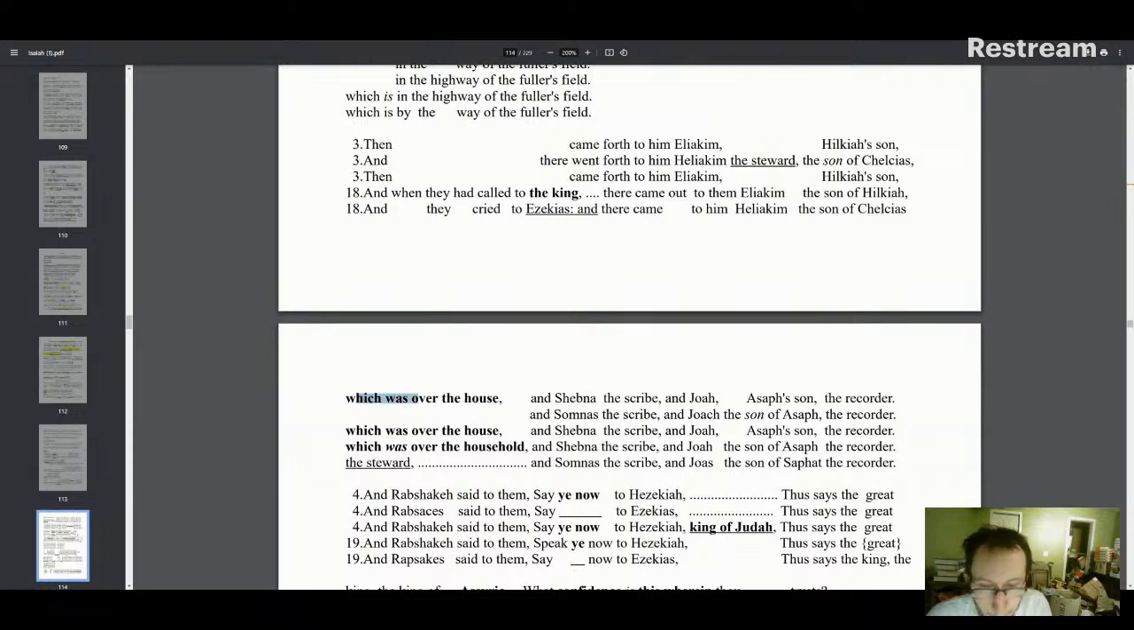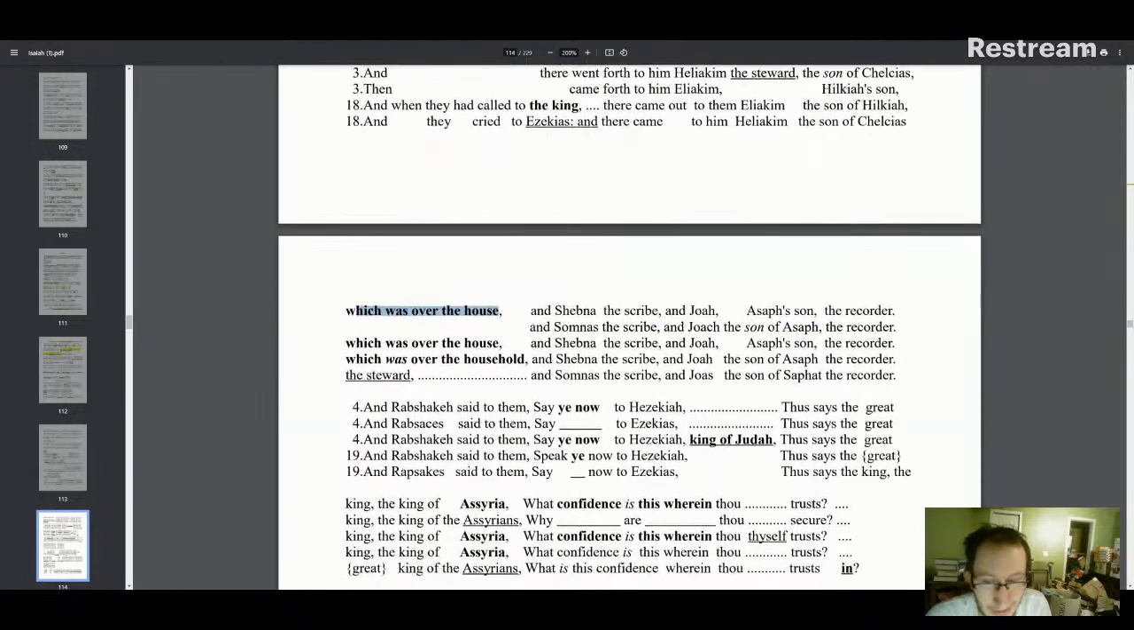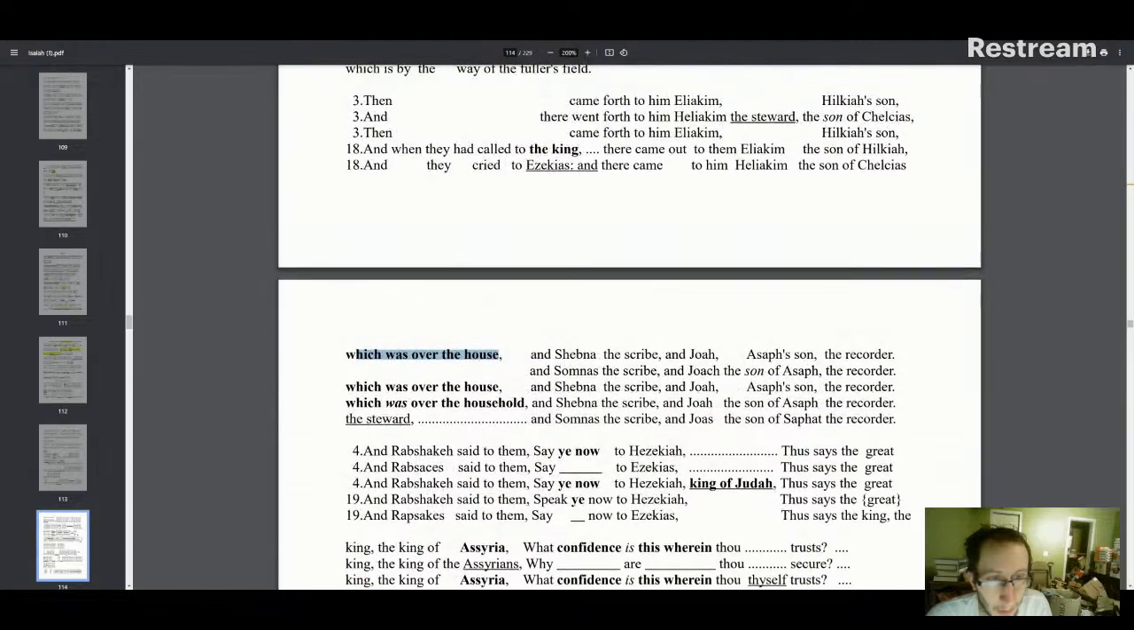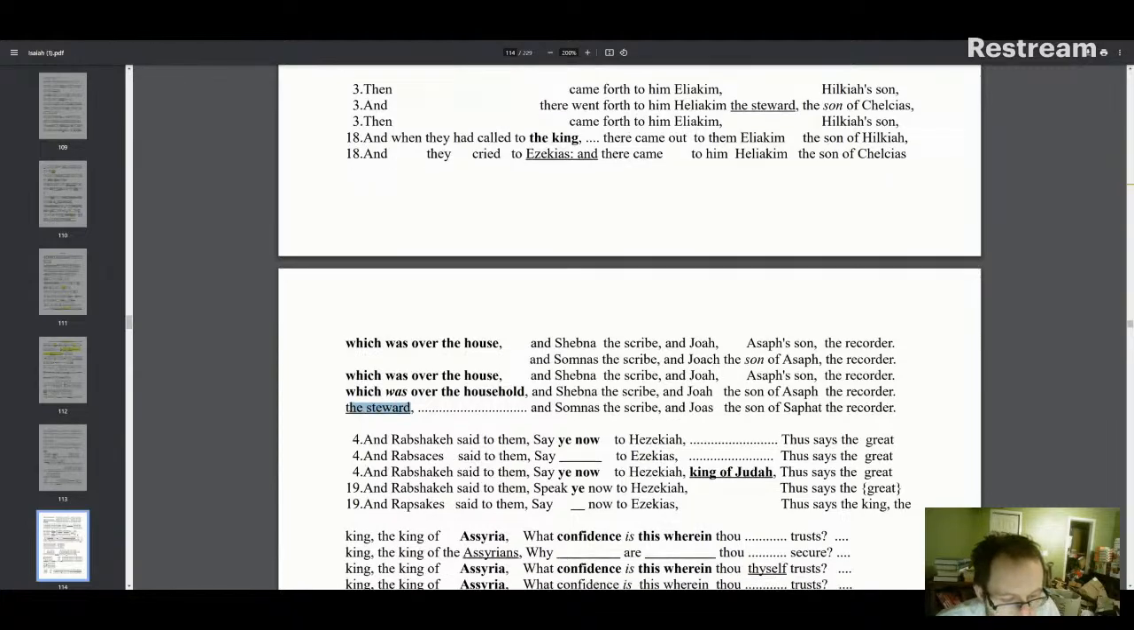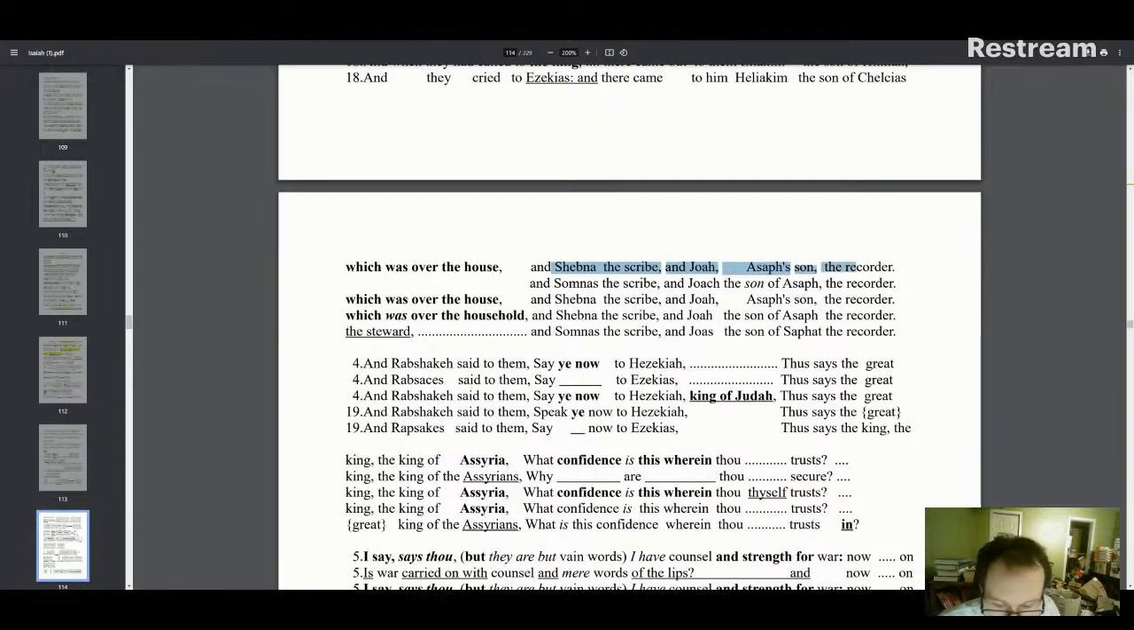We have here, which was over the house. This is found in... okay, it looks like which was over the house is a translation that corresponds with steward. So the Septuagint is translating which was over the house as steward. It translates it both in Isaiah and Second Kings the same way, steward. And as you can see, it's very close.